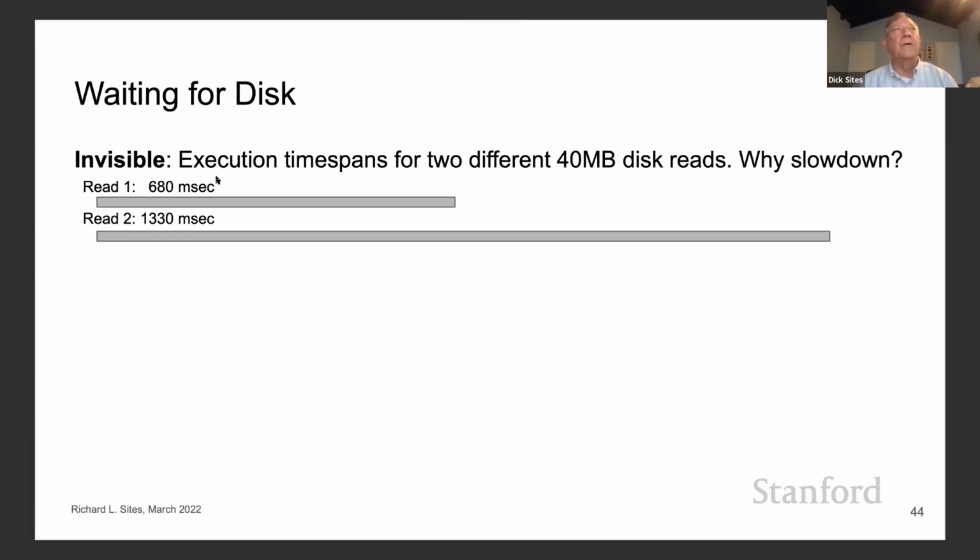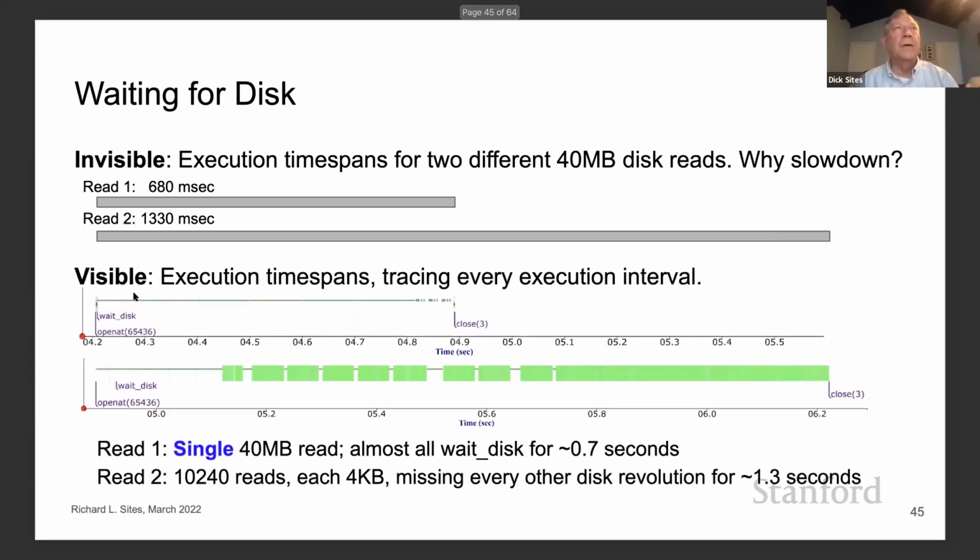The first one reads a 40 megabyte file, takes 680 milliseconds. The second program reads the same file, takes 1,330 milliseconds, almost twice as long. The question, of course, is why the slow one? And if we look at a trace of these two, this first program opens the file, does a single 40 megabyte read, and then blocks waiting for that to finish. And during this whole 680 milliseconds it is using no CPU time. And then at the end, it gets an interrupt saying, oh, the read's done. And then it finishes doing what it's doing with that and closes the file.